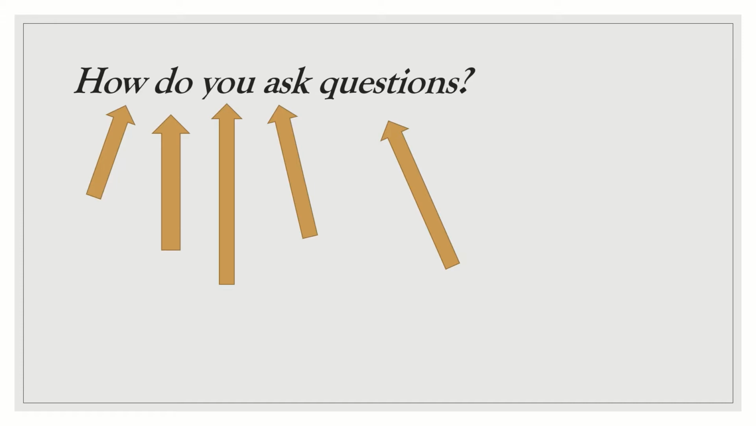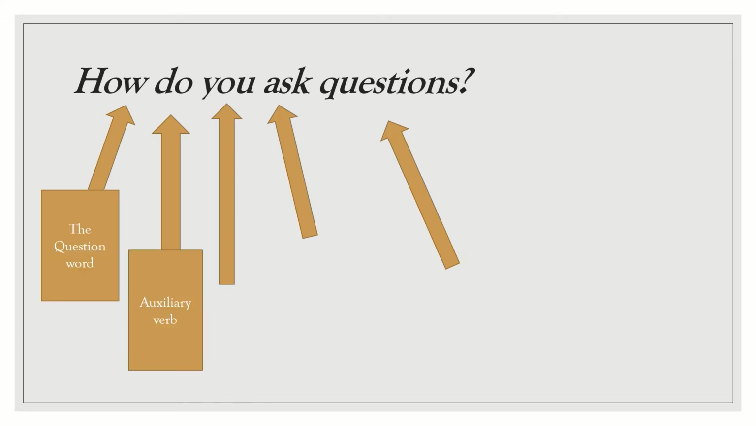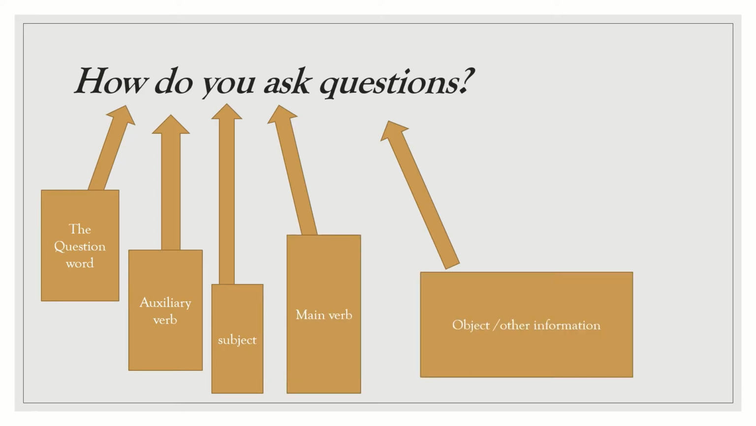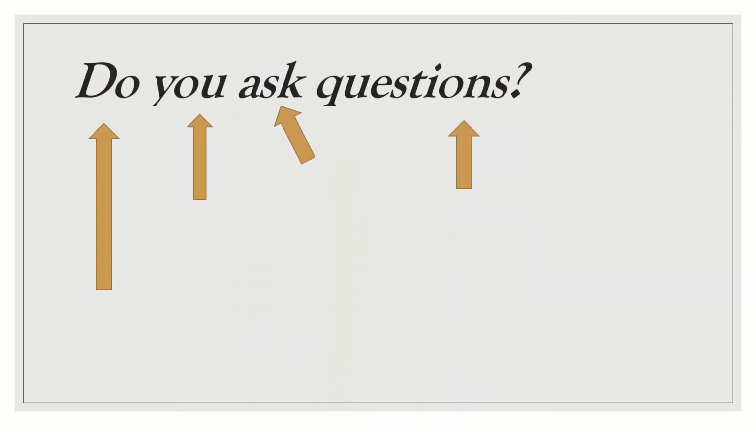The question on your screen, how do you ask questions, is structured by the question word, the auxiliary verb, the subject, the main verb, and object or other information, and that's what I want you to remember for your structure when you're using the WH question. So do you ask questions? I've put that question on there to show you the difference.